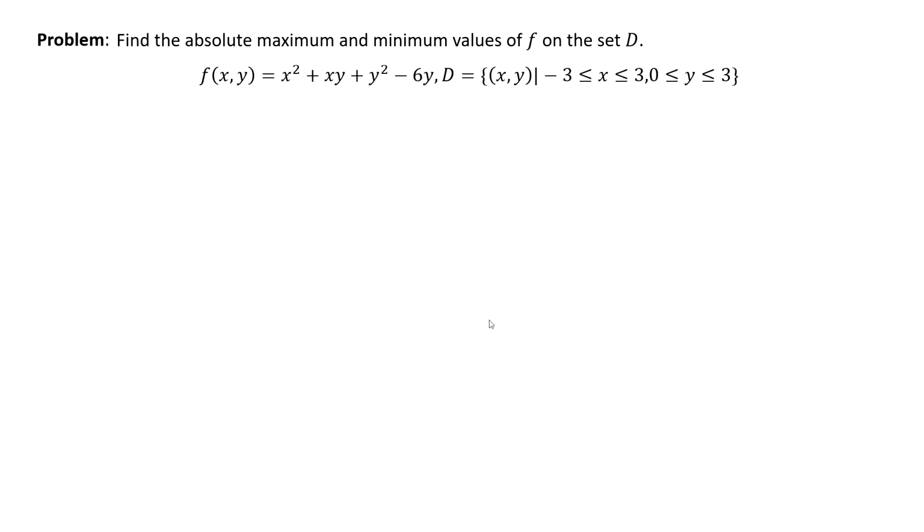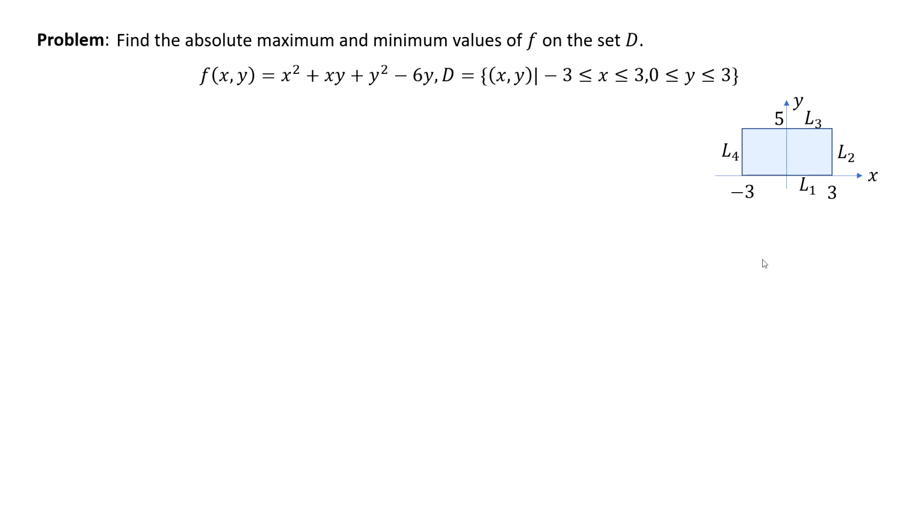Okay, find the absolute max and min on the set D. So that set D is given by a rectangle. It goes from negative 3 to positive 3 in the x direction, and the rectangle goes from 0 to 3 in the y direction. So the idea is to use the extreme value theorem. There's a graph of this one. You remember that extreme value theorem, folks? It says you're guaranteed an absolute maximum and absolute minimum.